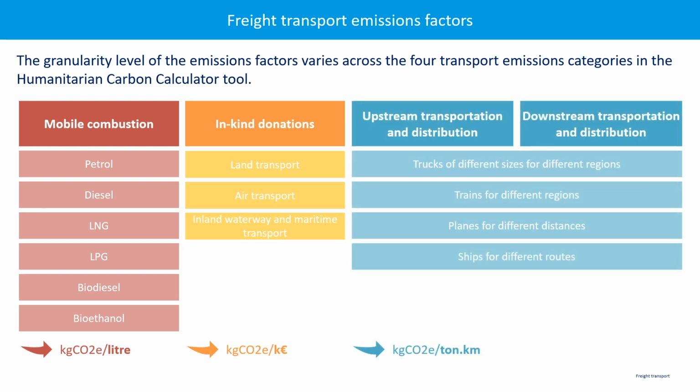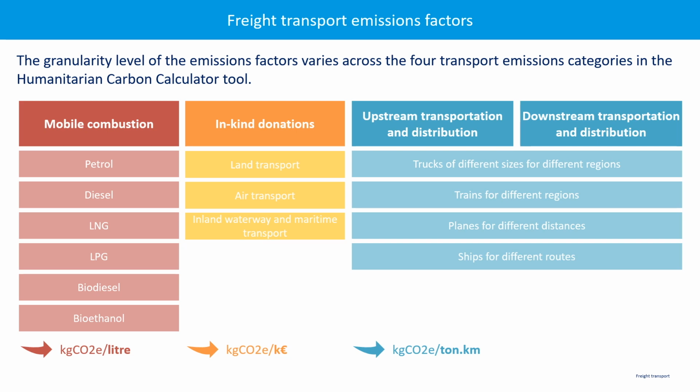Lastly, for upstream and downstream transportation and distribution, there are 4 groups of emissions factors. One for road, one for rail, one for air, and one for sea. For road, there are different emissions factors for different truck sizes and regions. For rail, there are different emissions factors for different regions. For air, there are different emissions factors for different distances. And for sea, there are different emissions factors for different sea routes. So there are many emissions factors to choose from here, and all these emissions factors are expressed in volumes of CO2 equivalent per ton kilometer.